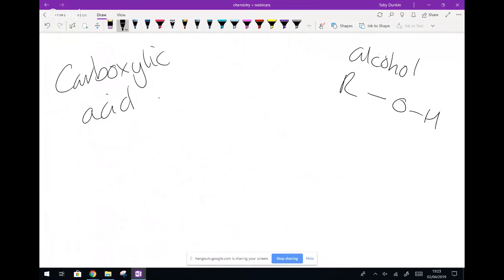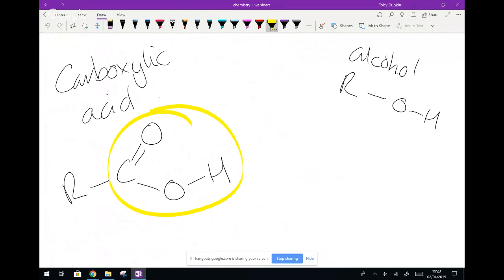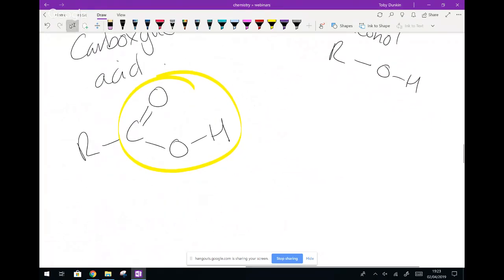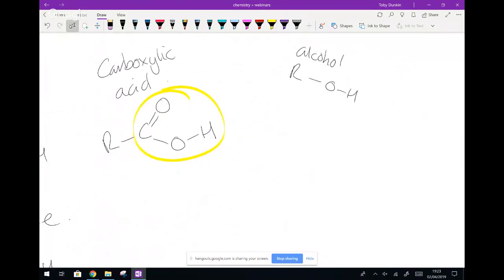Carboxylic acids have something similar. R bond and a structure which you all need to recognize: double bond O, bond OH. That structure is the structure of a carboxylic acid. So if I tack that onto anything, it relates a certain set of properties.